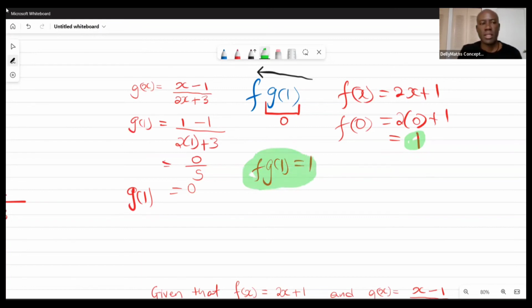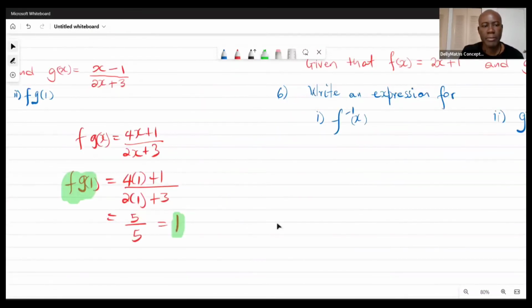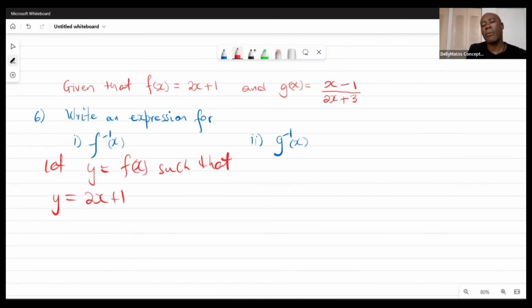All right, which is the same thing as what we got when we did it in the beginning right here. What we're going to do, we're going to say let y equal to f of x, such that y is equal to 2x plus 1. So I'm going to be working on the f function. So I'm saying let y is equal to f of x such that I could say y is equal to 2x plus 1. So now, whenever you're doing the inverse, you switch x and y and transpose for the new y.